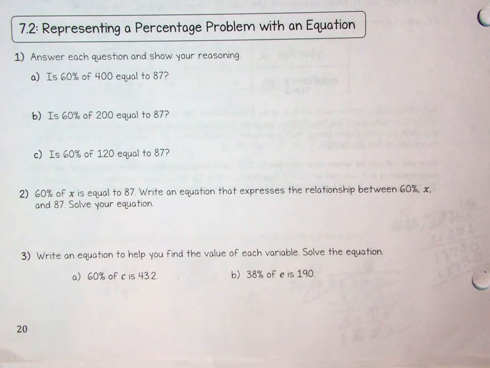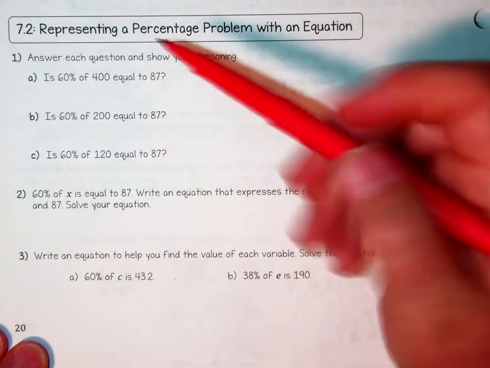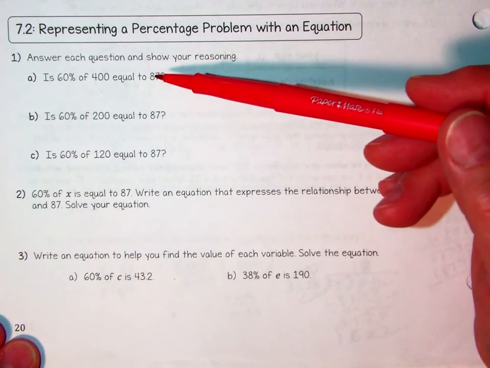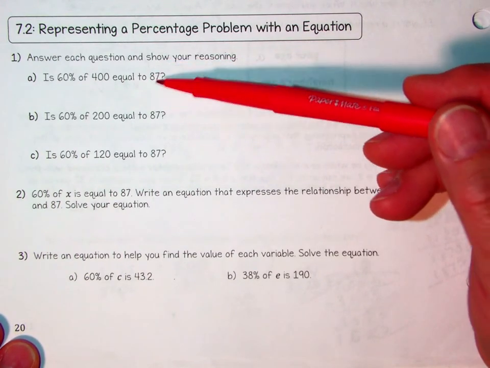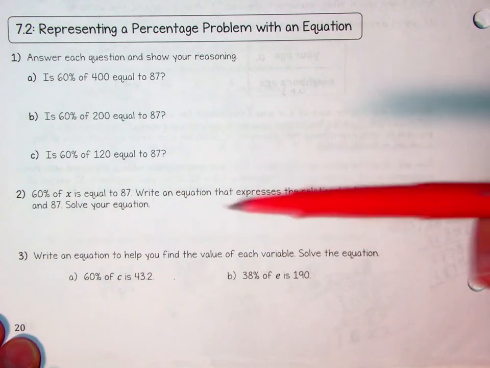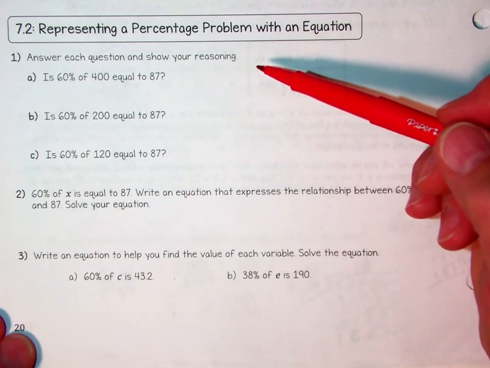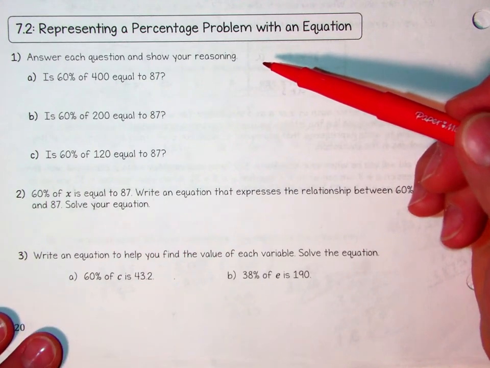Okay, let's start activity 7-2, representing a percentage problem with an equation. All right, there are 3 parts to this activity, and within each of the parts, there are some individual problems as well. So let's start with part 1. Answer each question and show your reasoning.